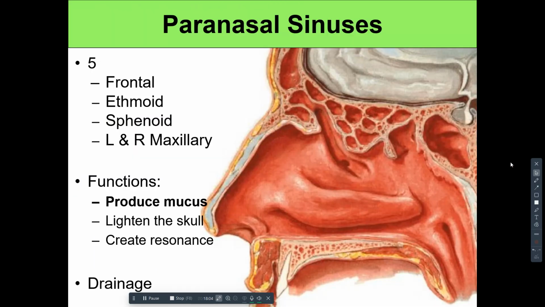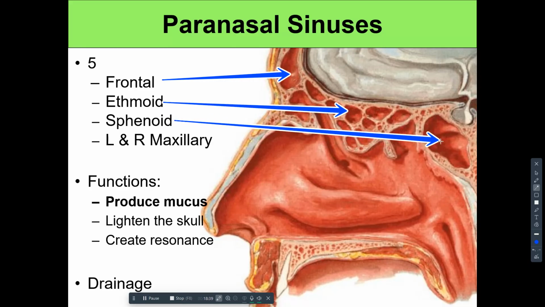All right, before we fully leave the nasal cavity, we would be remiss if we didn't include a little conversation about the paranasal sinuses. There are 5 paranasal sinuses. Remember, a sinus is a cavity within a skull bone, and I'm going to have such a cavity in my frontal bone, my ethmoid bone, my sphenoid bone, as well as my left and right maxillary bones. I can totally see my frontal sinus right there. I can see my ethmoid sinus right there. I can see my sphenoid sinus right there.